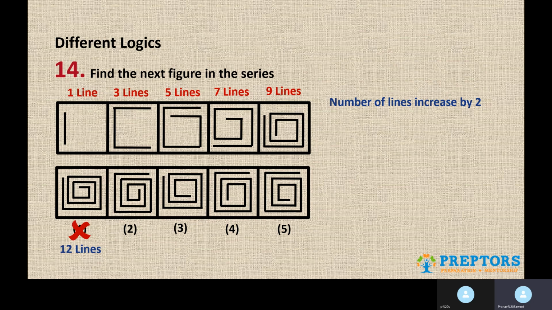So option 1 has 12 lines, so it is not the answer. 2 is also not the answer. 3 is also not the answer. 4 is also not the answer. Option 5 is the answer because it has 11 lines. It is following the pattern. Hence, option 5 is the correct answer.